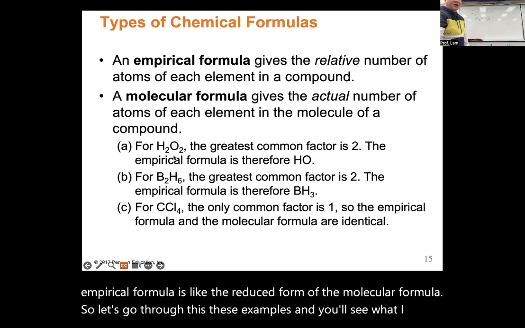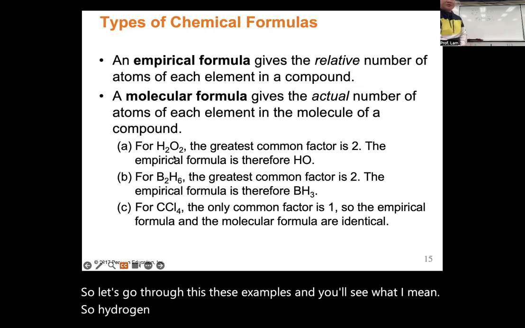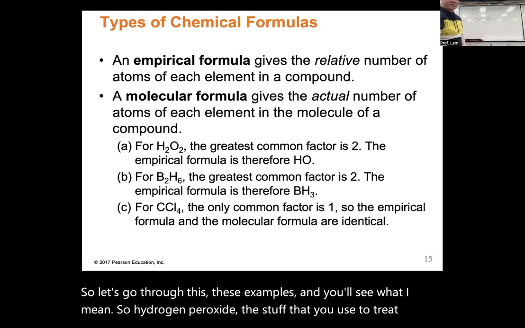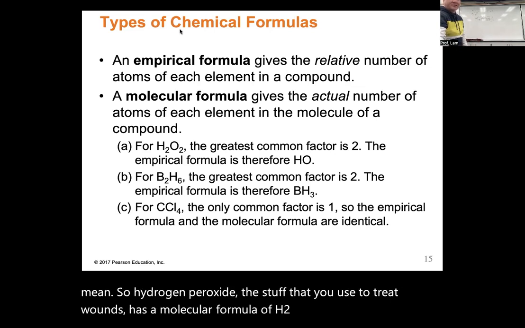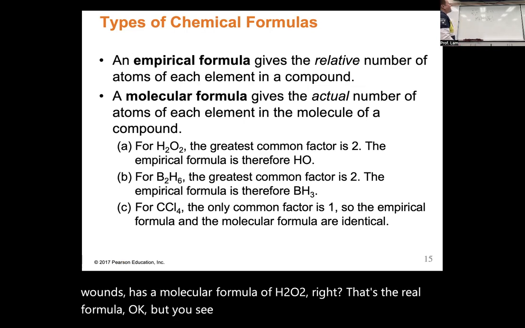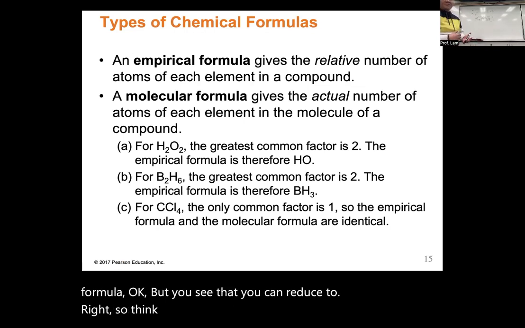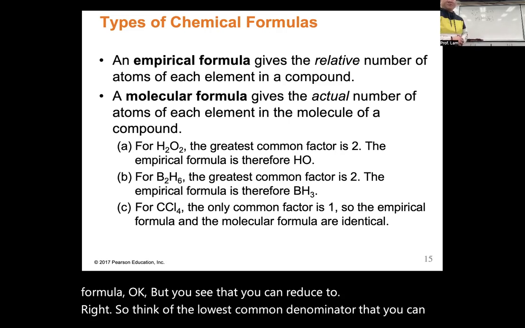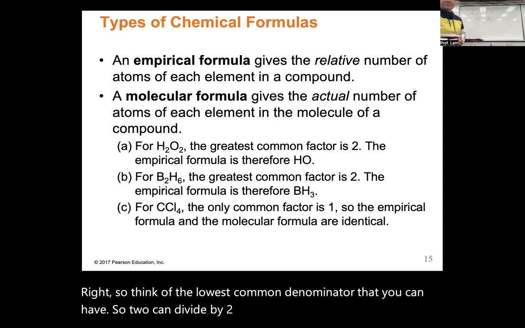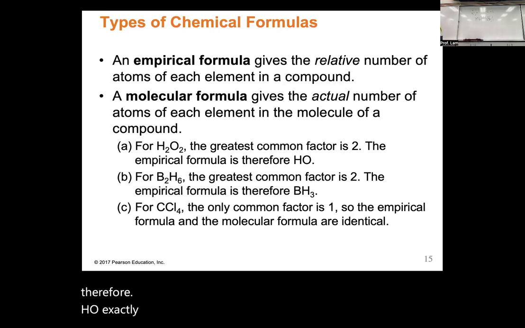So hydrogen peroxide, the stuff they use to treat wounds, has a molecular formula of H2O2, right? That's the real formula, okay? But you see that you can reduce by 2, right? So think of the lowest common denominator that you can have. So 2 can divide by 2, right? So the empirical formula is therefore HO. Exactly. So you divide by 2.